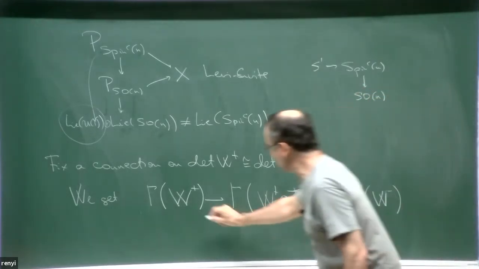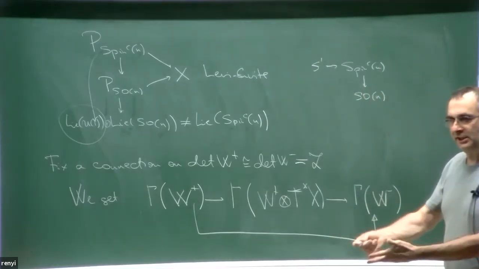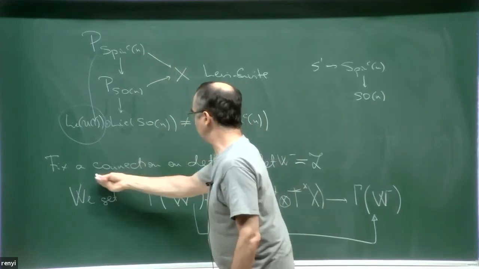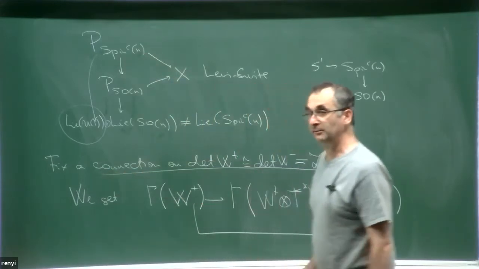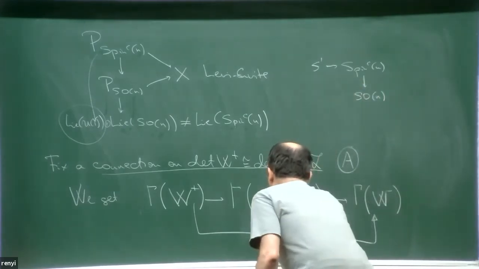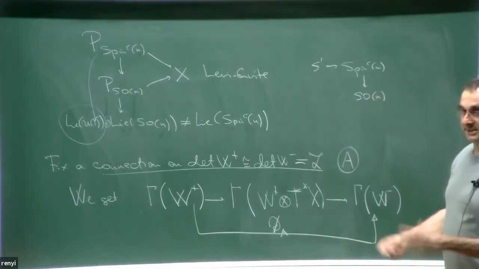And then we have a composed map. But notice that it's not God-given. It's not only given by the spin C structure. We had to fix a connection on the determinant line bundle. Let's call this connection A. So this will be an operator, which also depends on this choice A. And this is what we have.